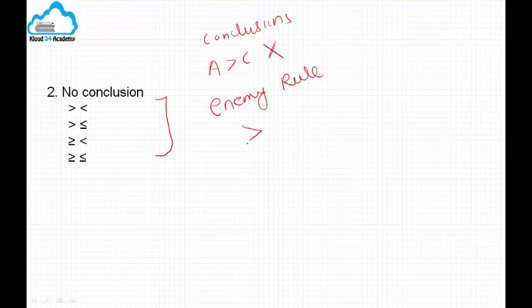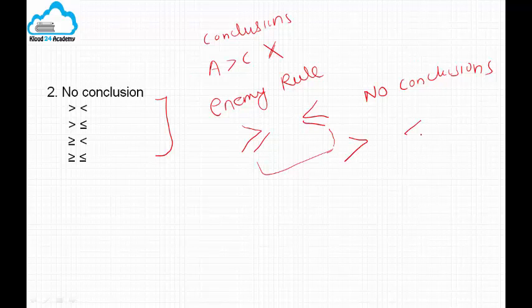Whenever there will be greater than and less than, these two inequality symbols, whenever they exist together, there will always be no conclusion. Always remember, my dear friends, whenever there will be greater than and less than together in a question, there will be no conclusion. Now it can be greater than or equal to or less than or equal to, we don't care. Whenever you see these in a question, you will say there is no conclusion straight away. Enemy rule, shoot at first sight.